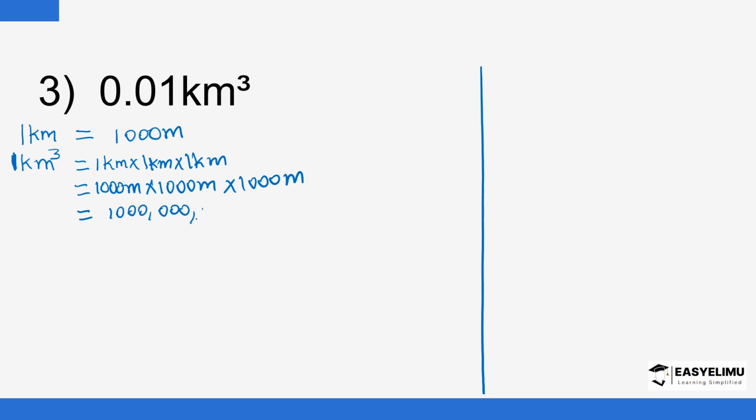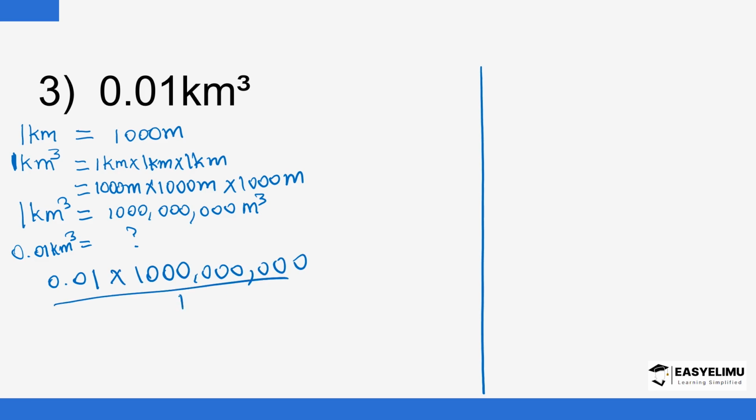1 billion. Wow, such a big number. A meter times a meter times a meter is a cubic what? A cubic meter. So 1 cubic kilometer is equivalent to 1 billion cubic meters. So now that the kilometers are on the left hand side, I will also write 0.01 cubic kilometers on the left hand side. That will be equivalent to what? So that is 0.01 times 1 billion. Oh, it's a big number.